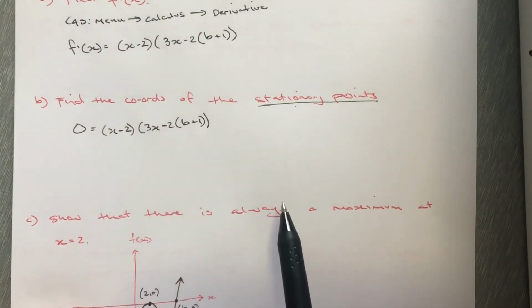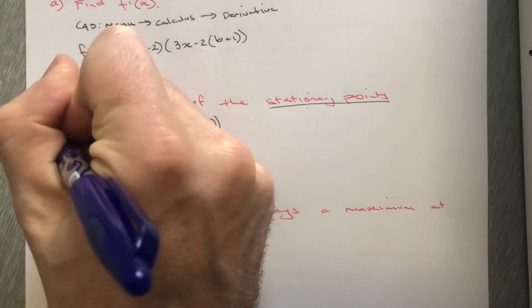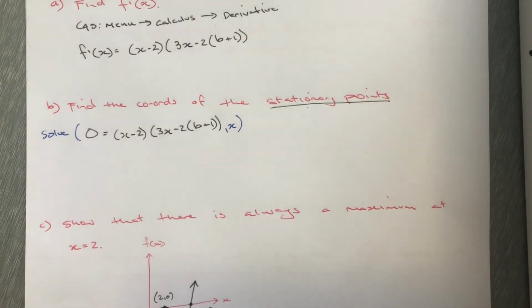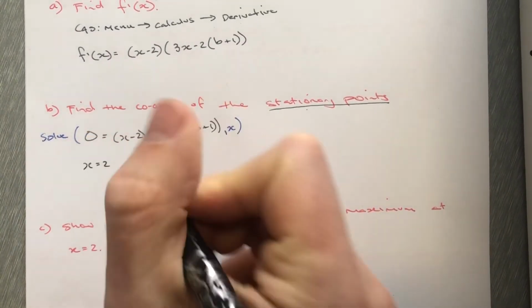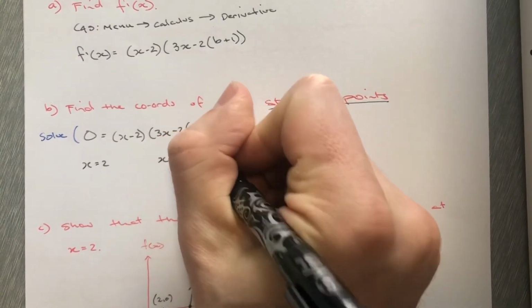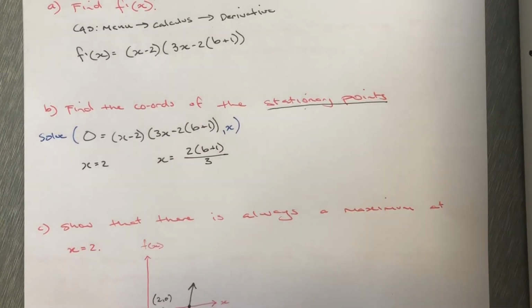Now you could do this by hand, but let's keep using our CAS. So we want to solve for x. We want the x value where the gradient is 0. So let's use our solve function, and we want to solve for x, so we put that comma x at the end there. Now if you press enter on your CAS for that one, it should give you a couple of answers. One of them is going to be x equals 2, and the other one should be this. Cool, so we've found those two x values there.